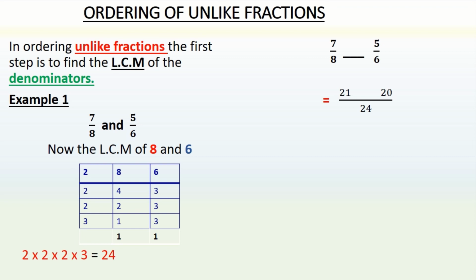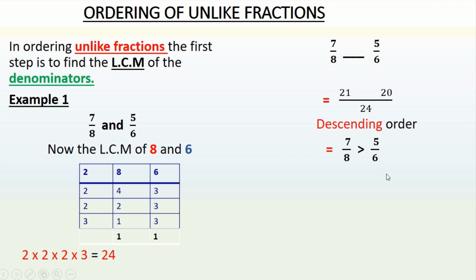So 21 and 20, the bigger number here is 21, followed by 20. So 21 is bigger than 20. So now, since 21 is bigger, 7 over 8 is bigger than 5 over 6. So now I'll arrange it from the descending order first. So in arranging from descending order first, I'll have my 7 over 8 greater than 5 over 6. That is 7 over 8 greater than 5 over 6.